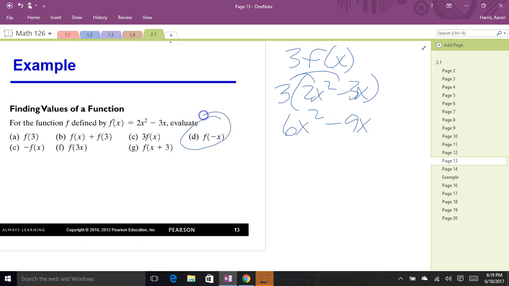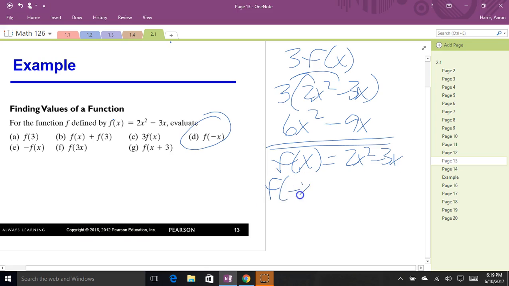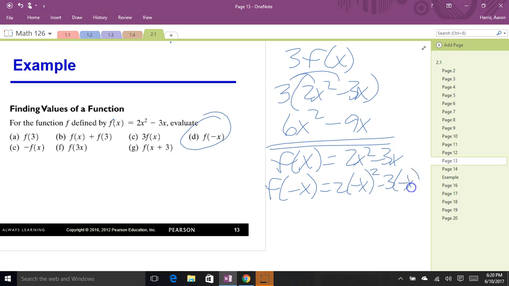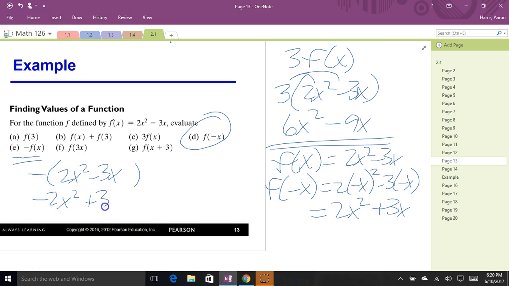Okay. Let's do f of negative x. Here's your f of x. Plug in negative x. And you've got 2x squared plus 3x. What is the difference between that and negative f of x? Well, negative f of x means negative, and then you put in your f of x, which is 2x squared minus 3x. And you distribute that. See the difference there?